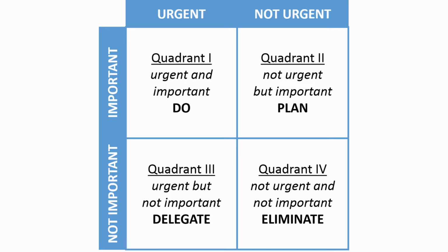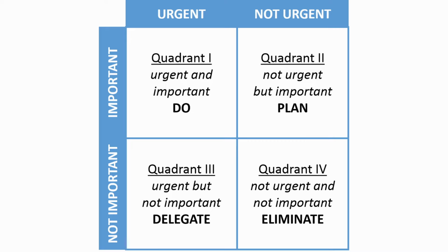As something would come in, he would allocate it a quadrant. For example, it might be urgent and important, then he would do it straight away. It might be not urgent but important, then he would plan for it. Or it might be urgent but not important, then he would delegate it. Or it might be not urgent and not important, and he would probably eliminate it.